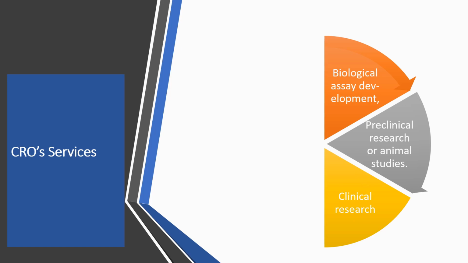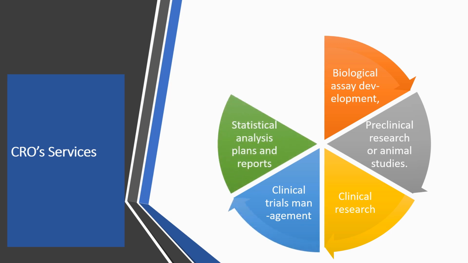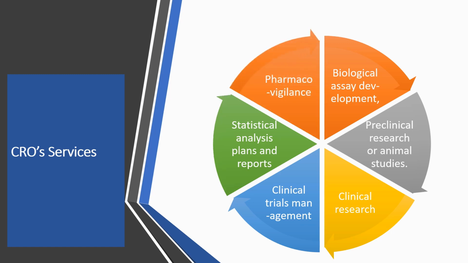Clinical research, this includes trial monitoring as well, where CROs hire their own CRAs or clinical research associates who monitor the site for feasibility and site qualification. They also make sure that the site follows good clinical practice and the protocol. Other services include clinical trial management, which includes project management, database design and build, clinical trial data management, medicine and disease coding, quality and metric reporting, followed by statistical analysis plan and reports, followed by pharmacovigilance.